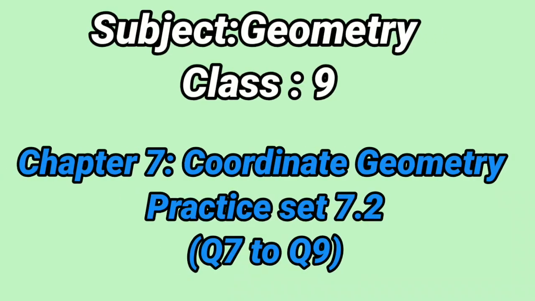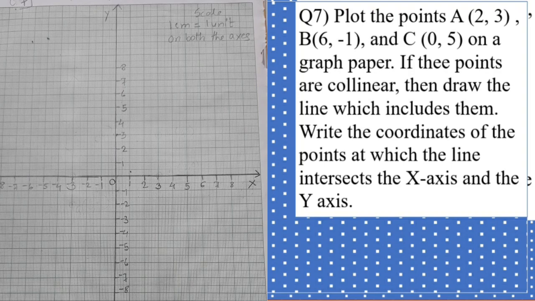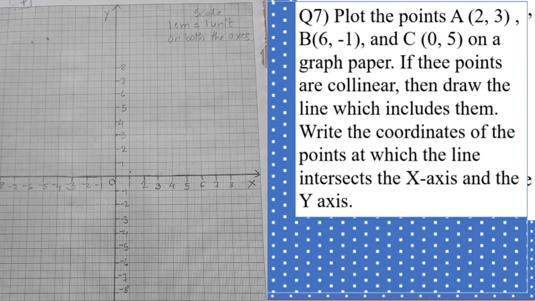Miss Rita here. Children, in the previous video we did practice set number 7.2 from question number 1 to question number 6. Today we are going to see question number 7 to 9. Question number 7: plot the points A, B, C on a graph paper. If these points are collinear, then draw the line which includes them. Write the coordinates of the points at which the line intersects the x-axis and the y-axis.